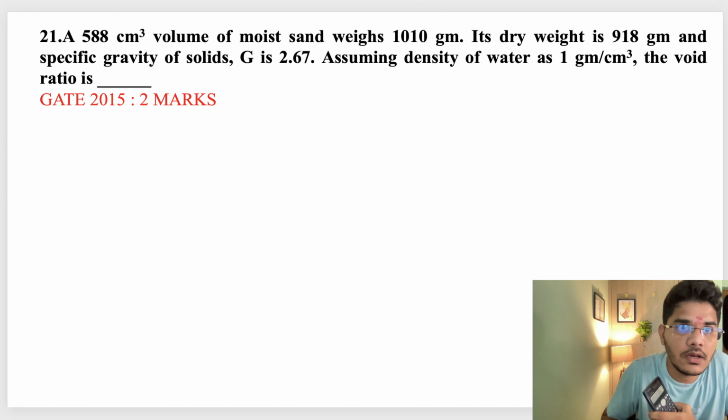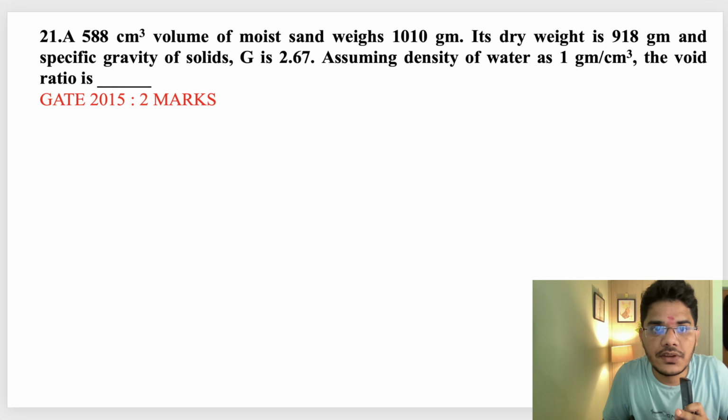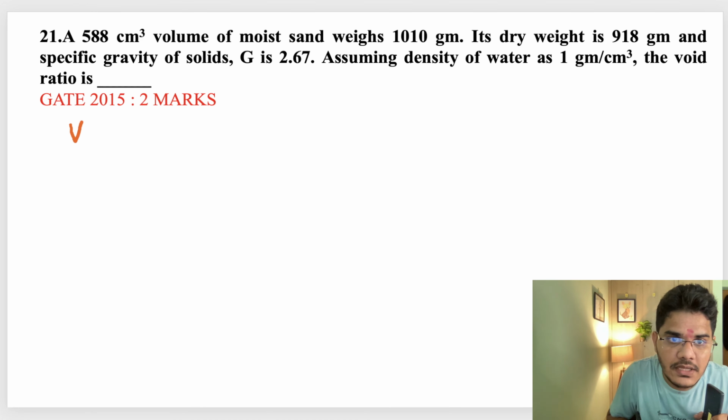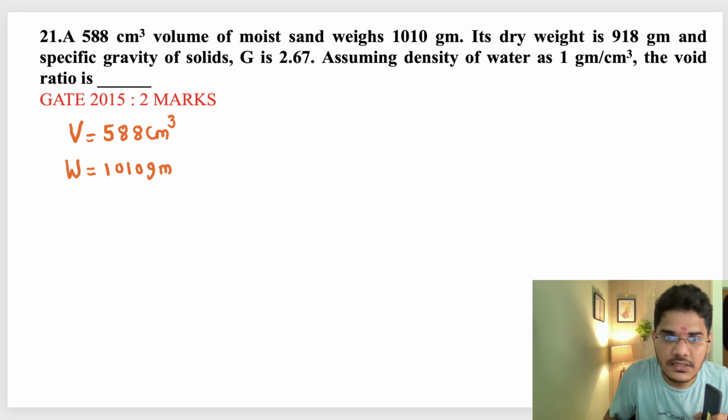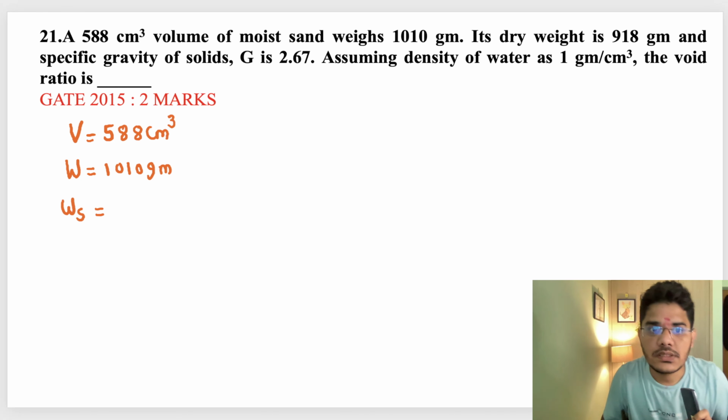So coming to the question, a 588 centimeter cube volume of moist sand weighs 1010 grams. That means total volume he has given, total volume is equal to 588 centimeter cube. Okay, so total weight also he has given, 1010 grams. Okay, its dry weight is nothing but weight of solids.